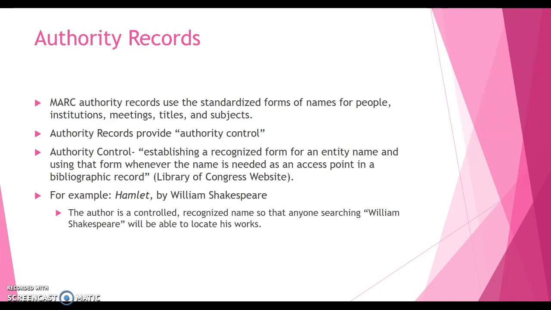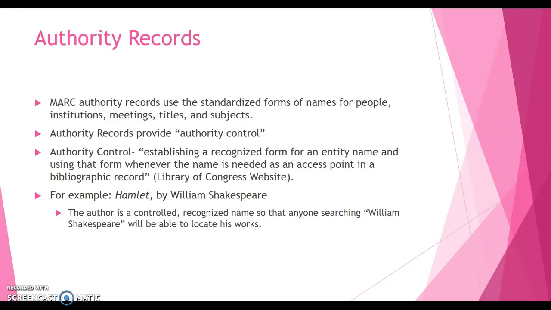For example, Hamlet by William Shakespeare. The author is a controlled, recognized name, William Shakespeare. Anyone searching William Shakespeare will be able to locate his works. Of course, there are other names for William Shakespeare. There might be other names for Hamlet, that sort of thing. We'll get into that a little later in this presentation.